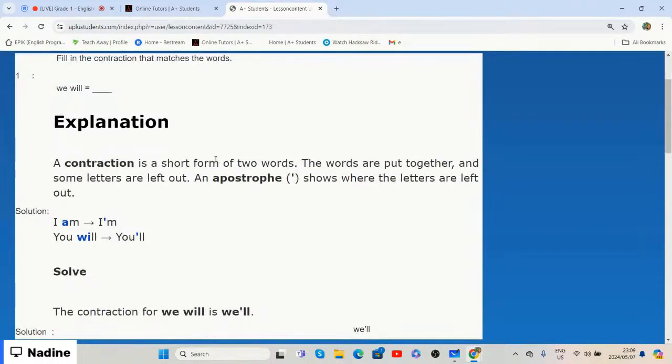So contractions, right? It is a short form of two words, right? So it's basically words that are put together and some of the letters are then left out, right? But then that specific word that we leave out, we then need to put an apostrophe to show where the letters are, right?